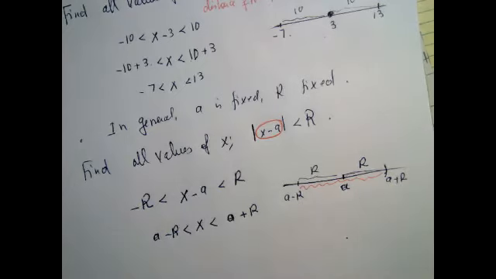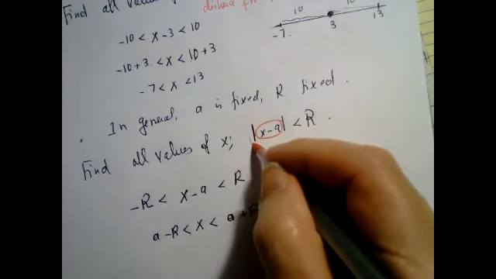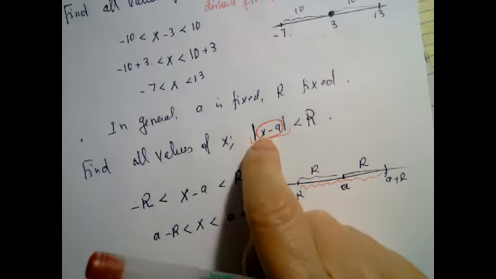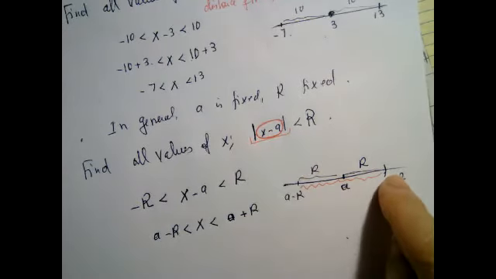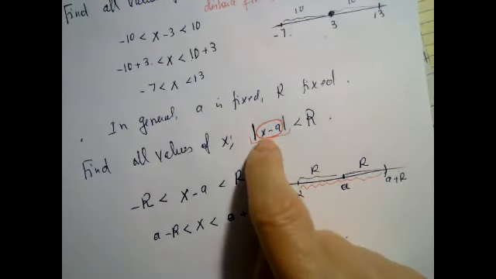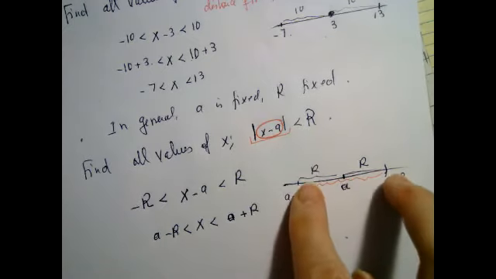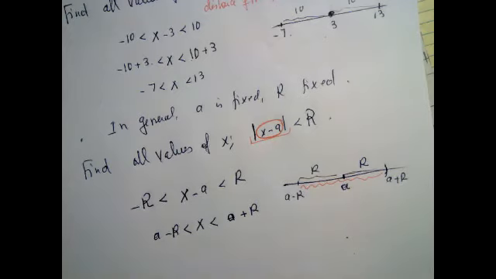That's algebraic. Geometrically, the absolute value of x minus A is how far x is from A. And this is telling you how far x from A is less than R. The maximum distance between x and A is R. If this is A, the maximum distance is R, it means my x has to be in here.